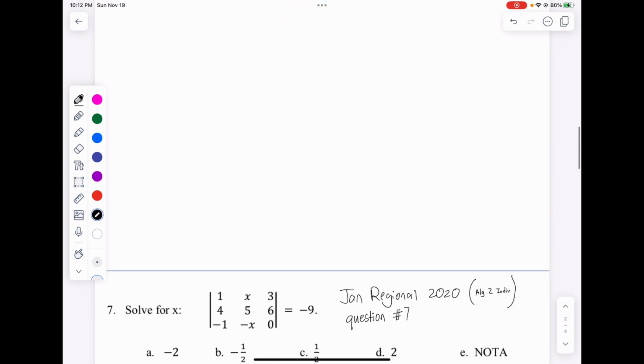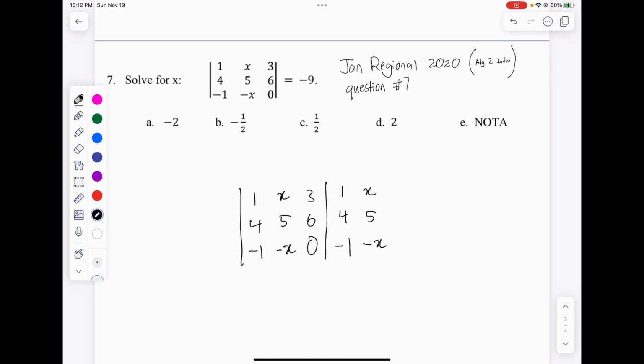Now we can look at a slightly more complicated question. For this one, I also put it into the form. But as you can see, some of the numbers in the matrix are replaced with a variable. In this case, x and negative x. So we can use a similar crisscross method. And we can do 1 times 5 times 0, x times 6 times negative 1, and 3 times 4 times negative x, which would give us 0 minus 6x minus 12x.